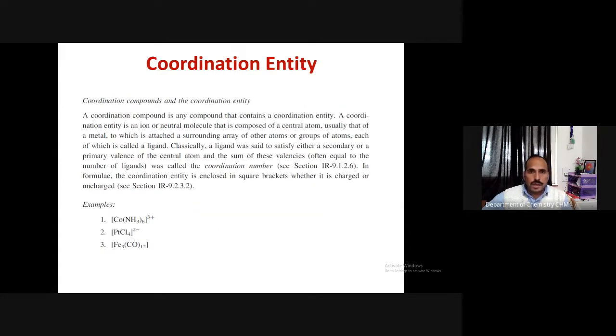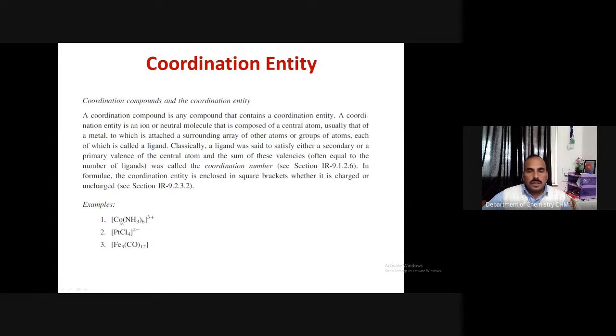All right. As I told you, a coordination compound is any compound that contains a coordination entity. A coordination entity is an ion or neutral molecule that is composed of a central atom, usually that of a metal, to which is attached a surrounding array of other atoms or groups of atoms, each of which is called a ligand. Again, everything is defined here again. Classically, a ligand was said to satisfy either a secondary or a primary valency of a central atom, and the sum of these valencies was called the coordination number.